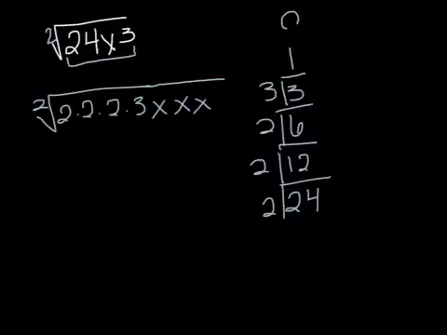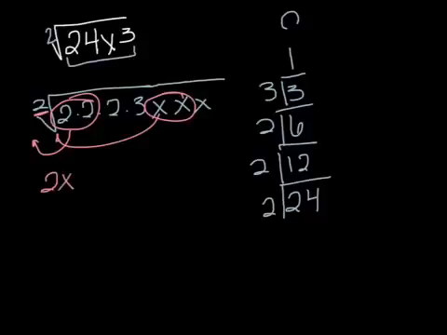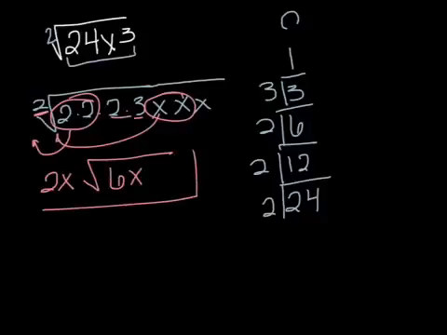So now what I'm going to do is group them into groups of 2. There's a group of 2. There's a group of 2. So on the outside, I have a pair of 2's, and I have a pair of x's. On the inside, I have 2 times 3, which is 6, and 1 x. And there's my final answer.